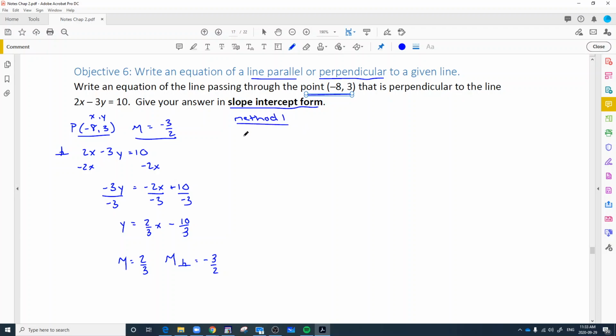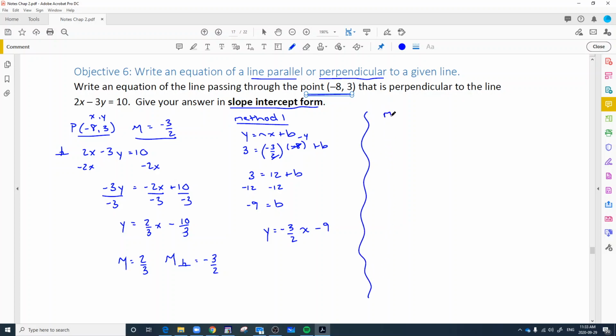Method 1. So method 1 is using y equals mx plus b, plugging in your y value, your slope, and your x value. And then you're having to solve for b. So in this case, you've got -8 divided by 2 is -4. You end up with 3 equals 12 plus b. Then you're going to subtract 12 and you get -9 equals b. So using method 1, really slick way of doing this question, you end up with y equals -3/2 x minus 9.